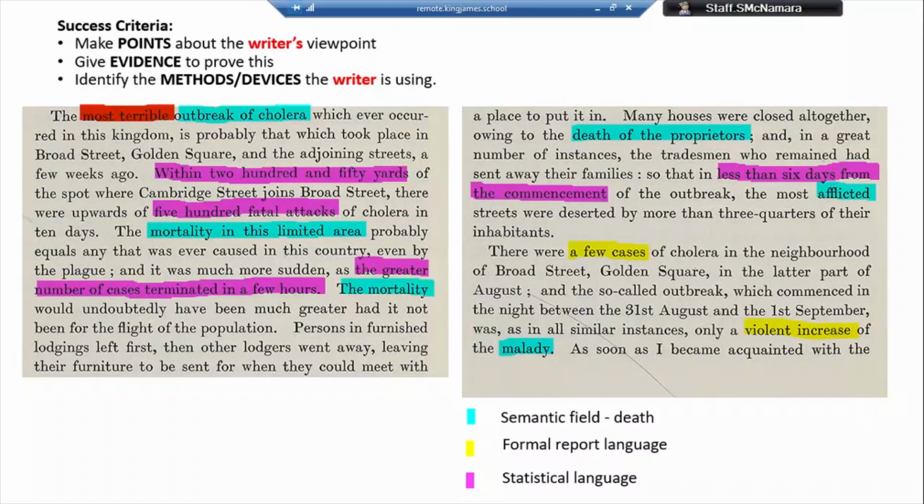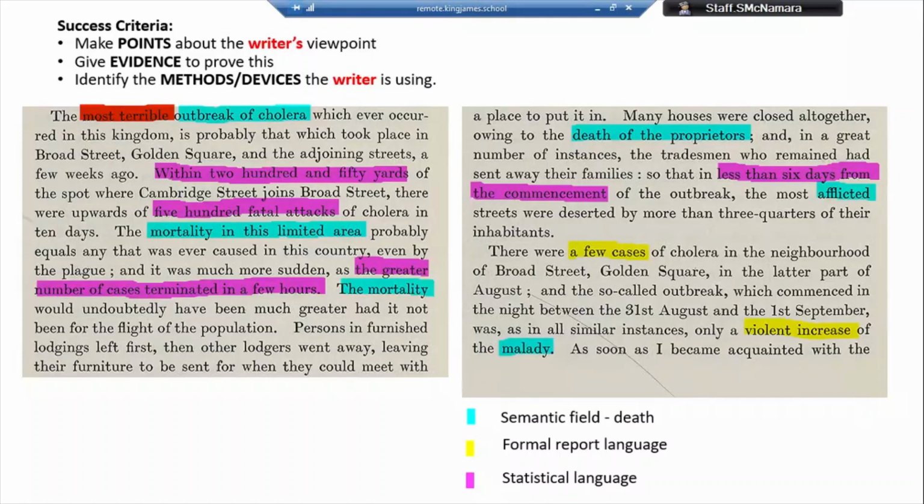We've got in turquoise outbreak of cholera, mortality in this limited area, another reference to mortality. We've got the death of the proprietors. We've got the word afflicted and the word malady. So all those words are to do with illness and death, but they're very much lacking in any kind of emotion. They're simply descriptions of death.